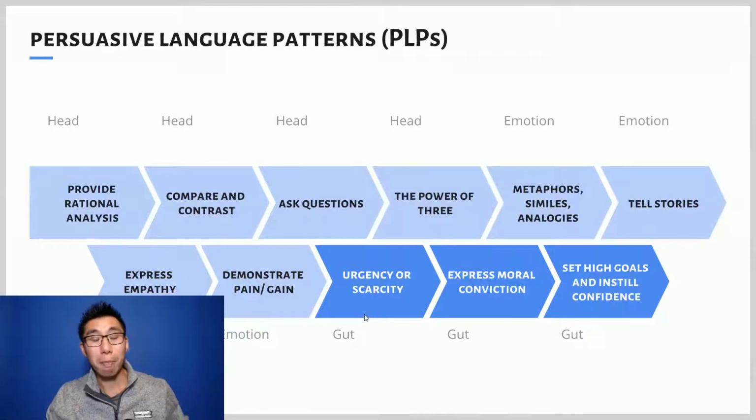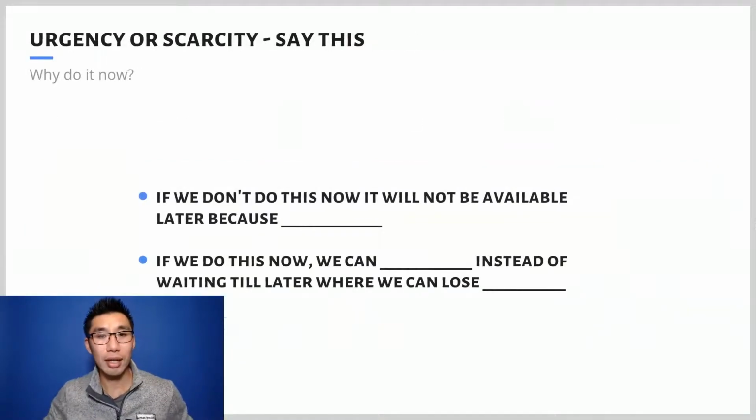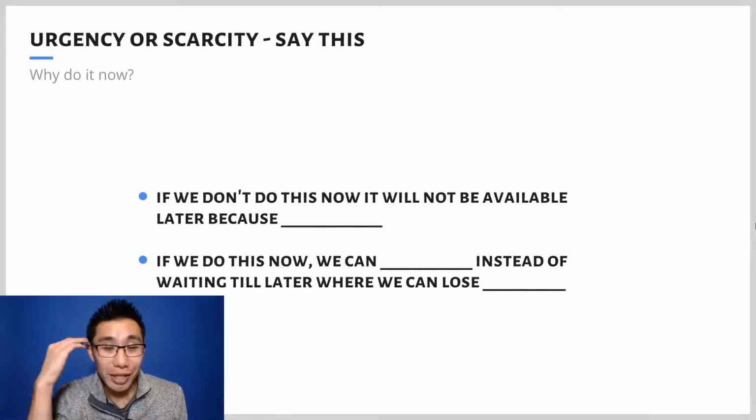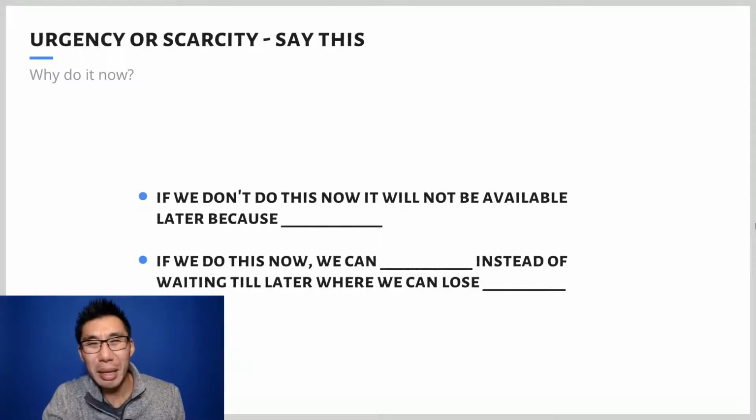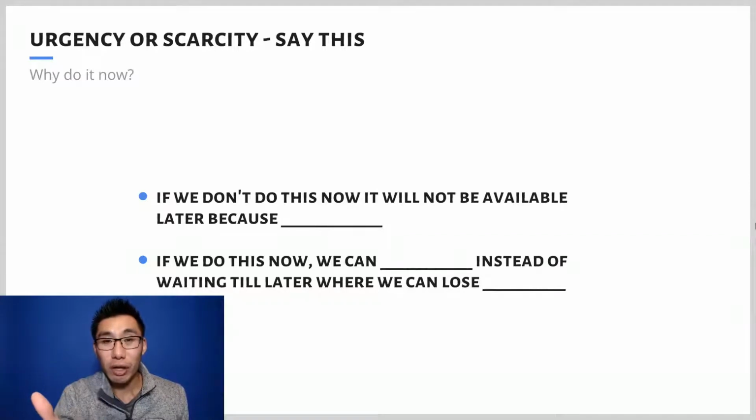And lastly, if you want to be more captivating and engaging as a speaker, you have to include talking to the gut, urgency, scarcity, expressing more conviction, setting high goals, and instilling confidence. I want to give you the exact phrases that you can use, right? Urgency and scarcity is, why do it now? Now, many of you might be thinking, okay, see what I'm doing there? I'm trying to get into what you're thinking about. Isn't this the same thing as pain and gain? Well, no. When this is real, it is urgency and scarcity.